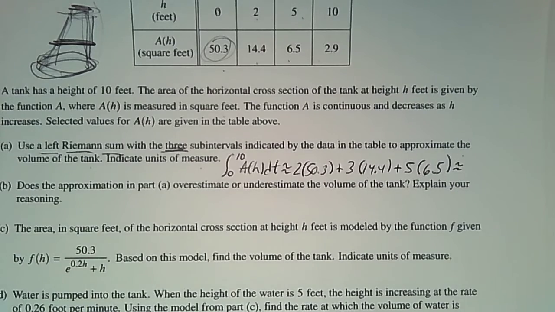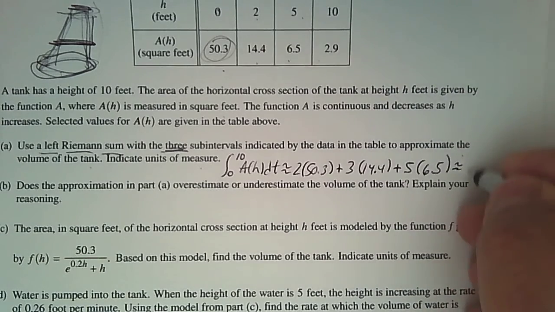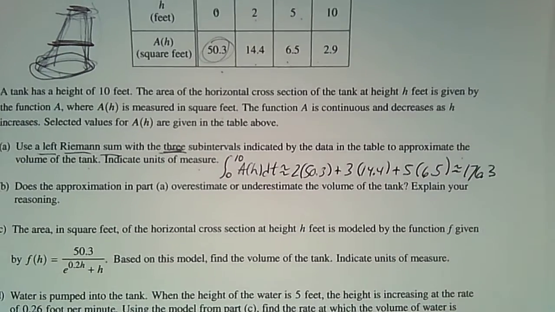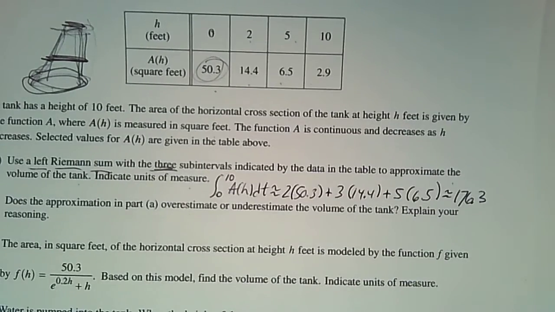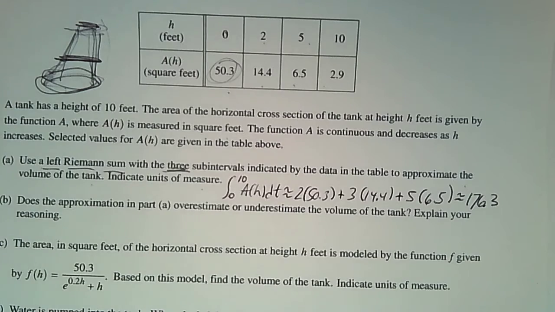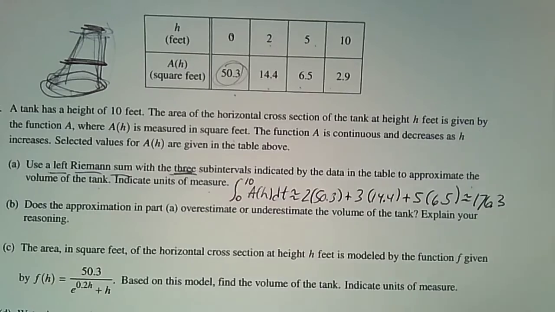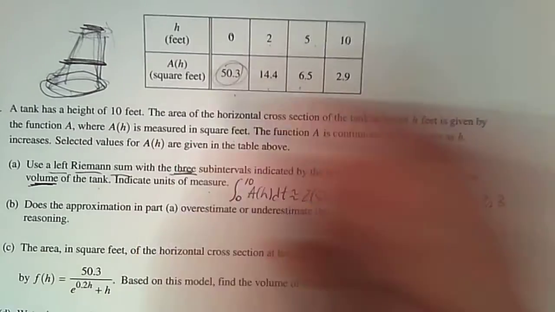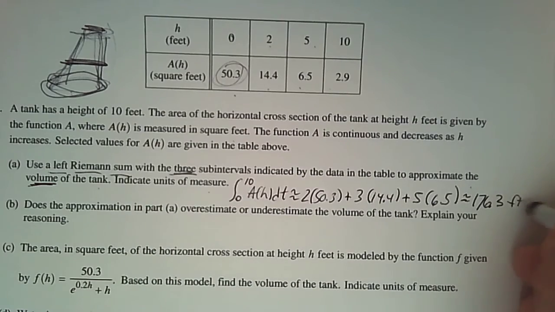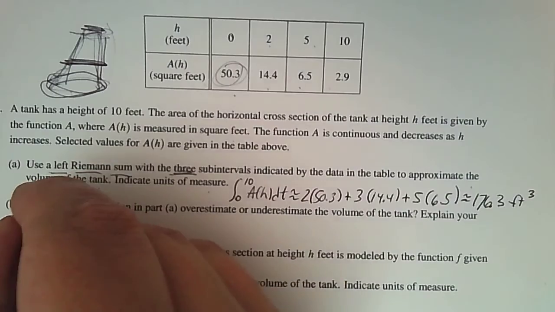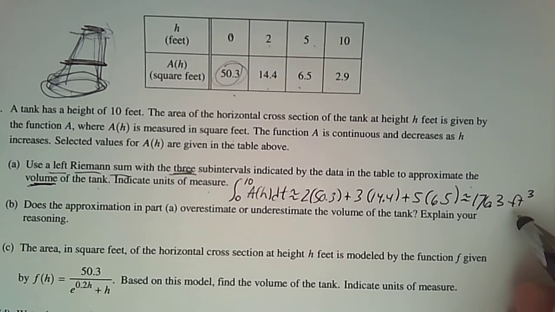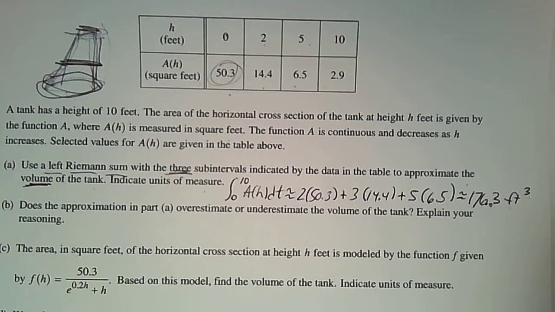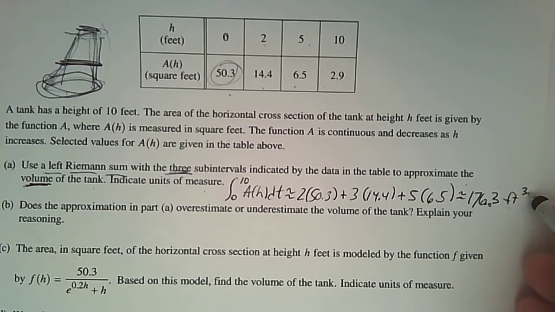But if you did use your calculator and simplify it, it would be 176.3. And then what would the units be? Because we're finding volume, the unit would not be square feet, but feet cubed, because of the word volume. So the approximate volume of that tank is 176 cubic feet.